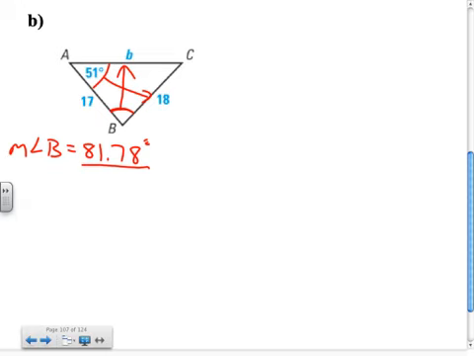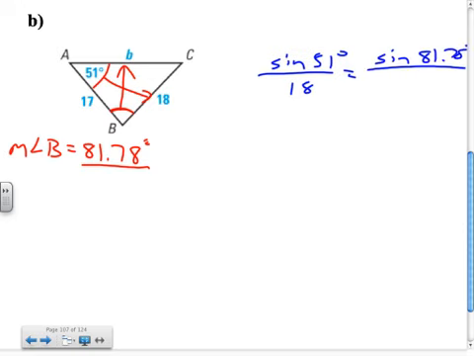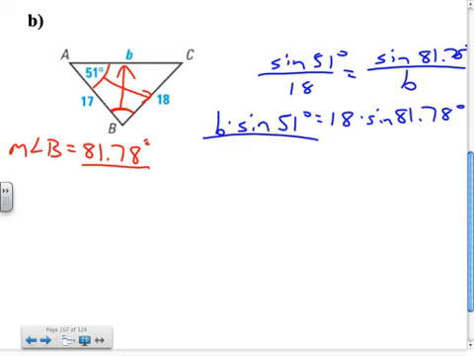Okay, so when I set this up, I'm going to say sine 51 degrees over 18 equals sine of, now I know my angle here, 81.78 divided by B. Okay, cross multiply and solve. So B times the sine of 51 equals 18 times the sine of 81.78. Divide both sides by this sine 51.